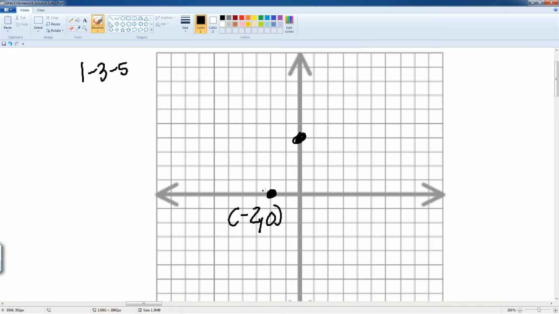So here's the vertex, right? Negative 2 comma 0, goes up 1 across 1. Then it goes up 3 across 1: 1, 2, 3 across 1, and 1, 2, 3 across 1. Now we can repeat that for 5: 1, 2, 3, 4, 5 across 1, and 1, 2, 3, 4, 5 across 1. There you go. We can now draw the parabola the best that we can.